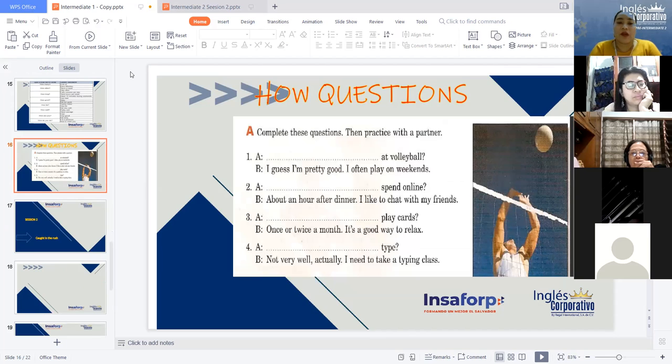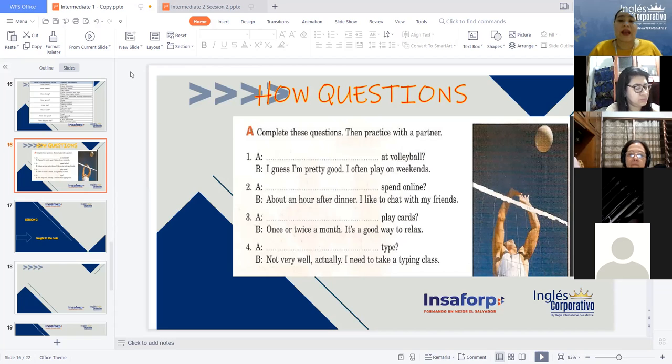That once again, we are going to go on groups. Otra vez vamos a ir a grupos. What are you going to do? You are going to ask the question, right? Either how well, how good, or in this case, for example, how long, or how often. So you can go ahead and ask those questions. The purpose here is that you can talk to your partner and ask the four conversations that you have here instead of writing.